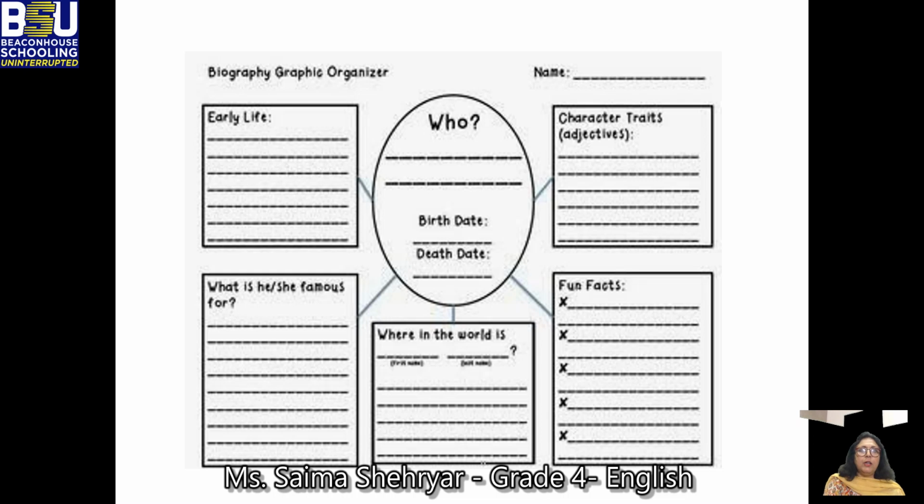Now, this is an organizer. It will make it very easy for you to understand, like how the early life was, what your title will be, who you have chosen, the birth date, the death date, and if the person is alive, you don't have to mention it, and the character traits, adjectives. Now, you will be using your adjectives in it. You know that, describing words.